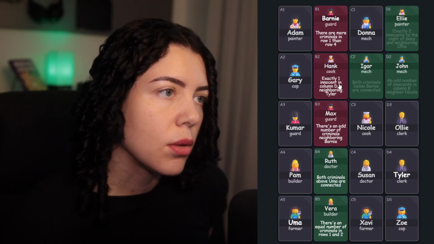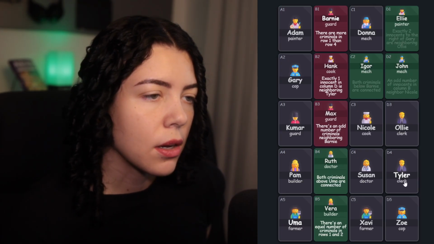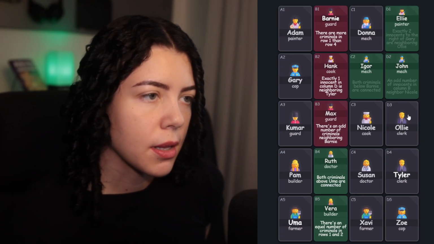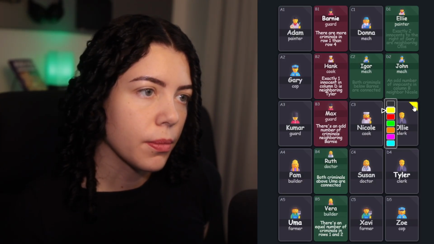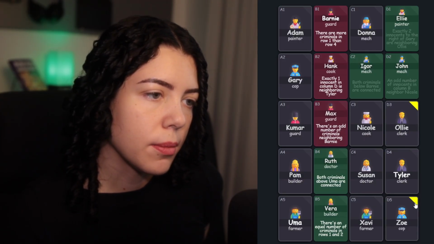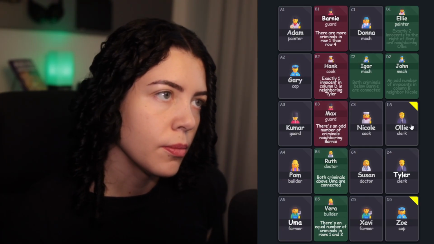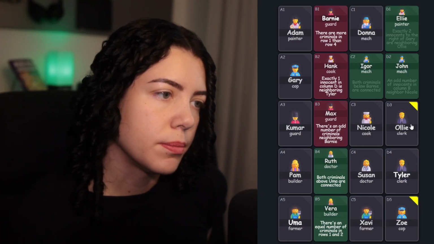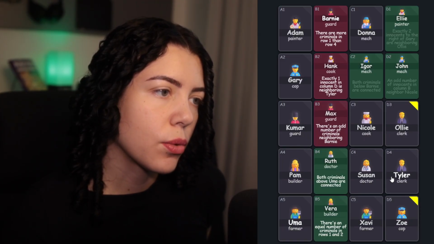Hank now says that exactly one innocent in column D is neighboring Tyler. So where's Tyler? Tyler is in column D, and he has 2 people neighboring him in that same column. Only one of them is an innocent. So either Ollie or Zoe is an innocent, the other one is a criminal. But how does that help us? Because it doesn't interact with row 4.